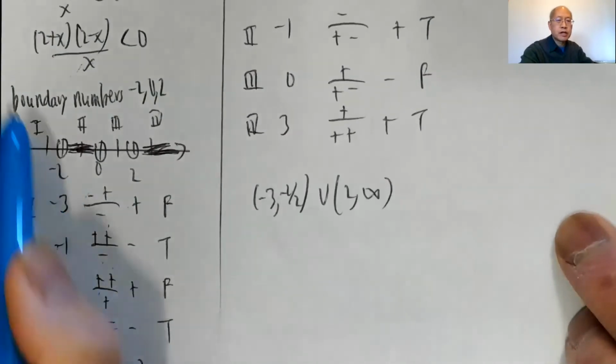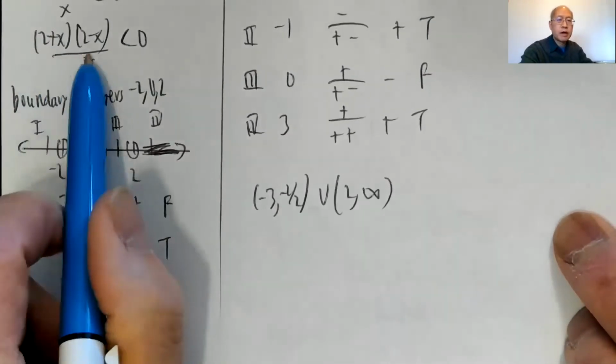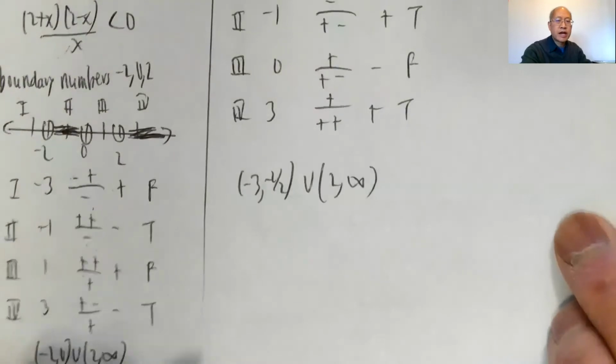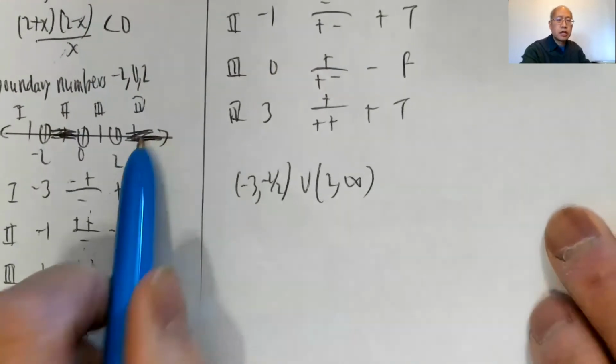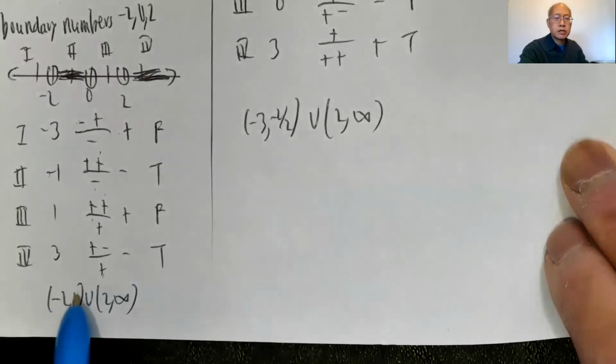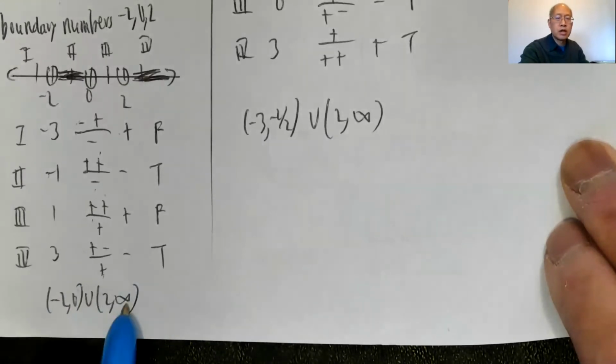And region 4, plug in 3. 2 plus 3, positive. 2 minus 3, negative. 3 is positive. Positive times a negative divided by positive is a negative. Negative less than 0, that's true. Shade in region 4. So parenthesis, negative 2, 0, parenthesis, union, parenthesis, 2, comma, infinity, parenthesis.